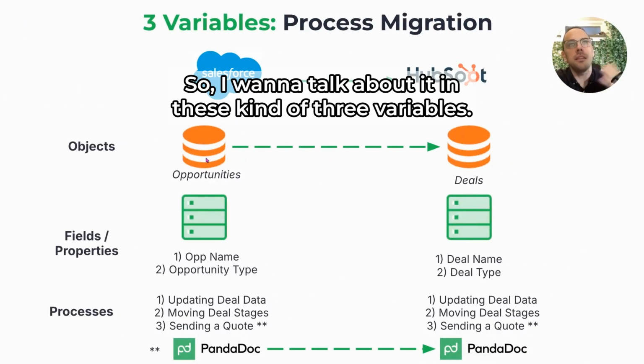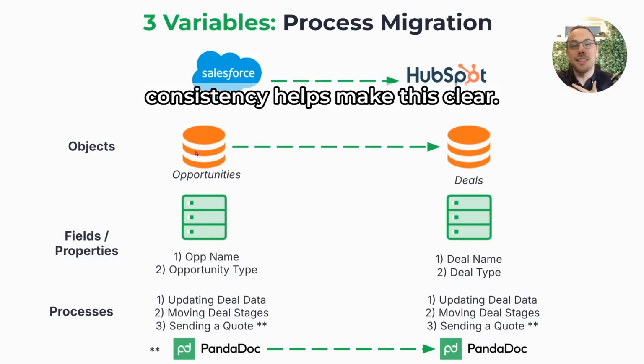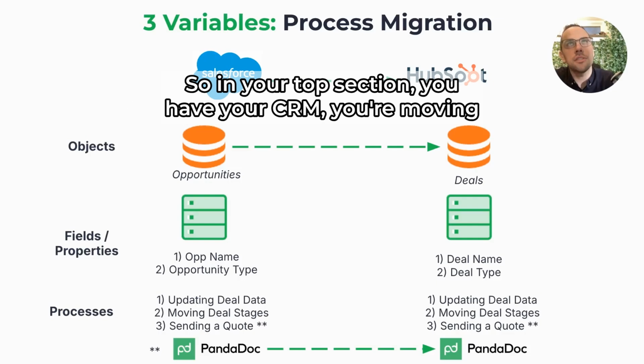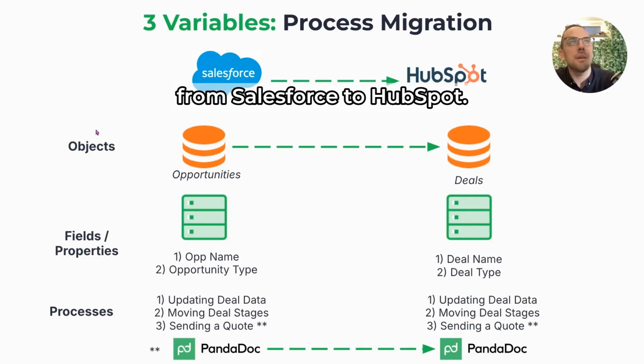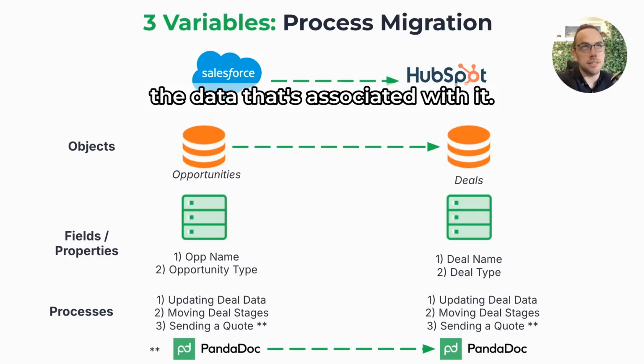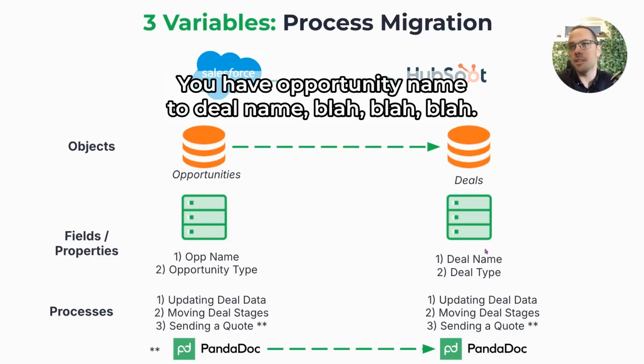So I'm going to talk about it in these 3 variables. This is a similar graphic I've been using, and hopefully the consistency helps make this clear. In your top section, you have your CRM, you're moving from Salesforce to HubSpot. When you're thinking about processes, you have to think about the data that's associated with it. You have opportunities moving into deals, opportunity name to deal name, and so on.